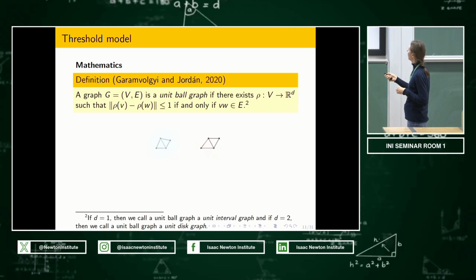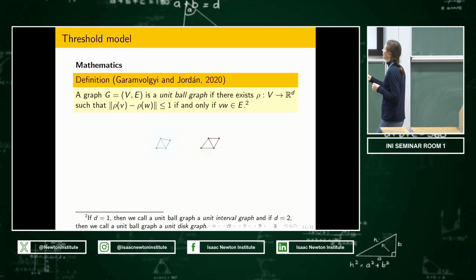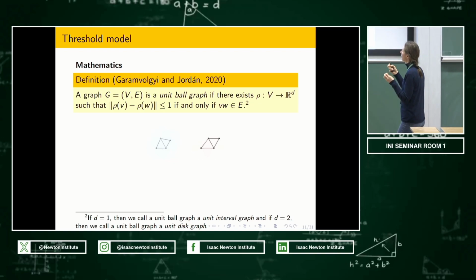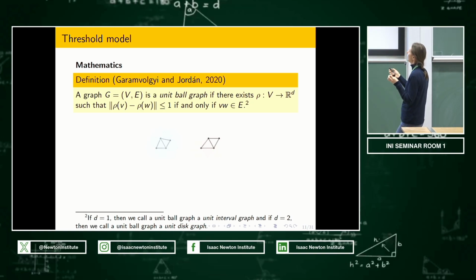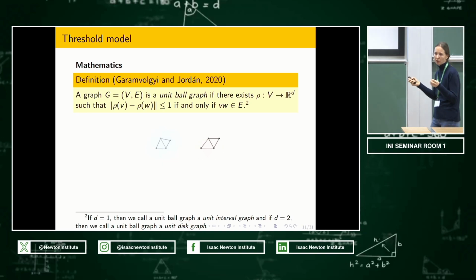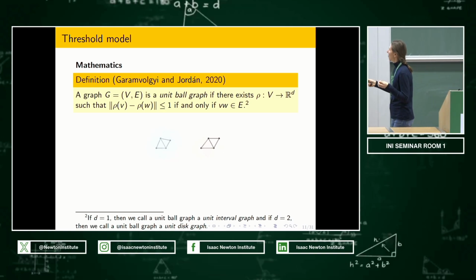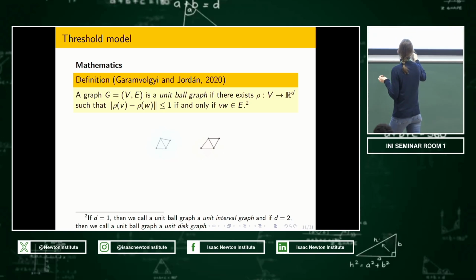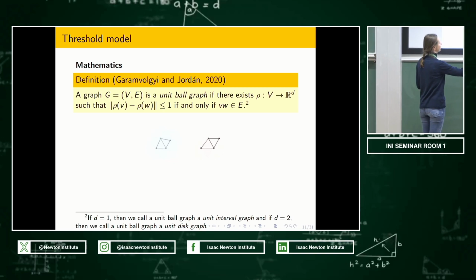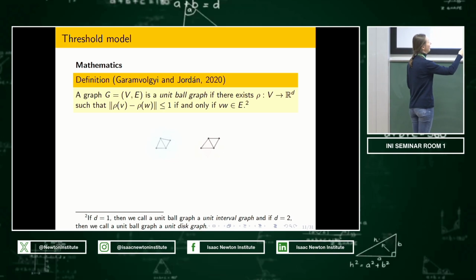A graph G is a unit ball graph if there exists a realization of the graph such that the distance between two vertices V and W is less than or equal to 1 if and only if there is an edge between the vertices. Here you can see a unit ball realization of the graph, and this one is not.